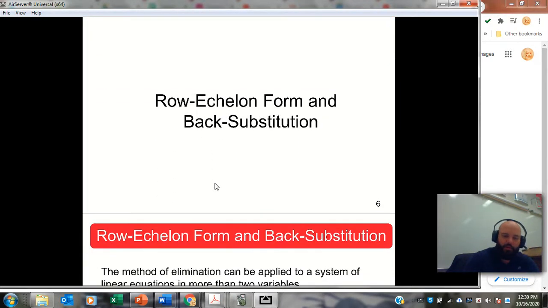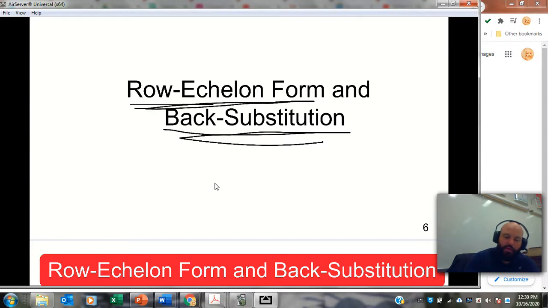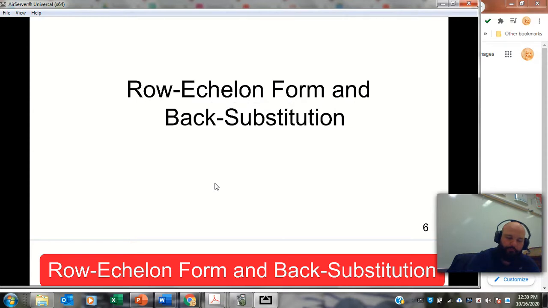And so, to reiterate, we used back substitution to solve this system that was in row echelon form.